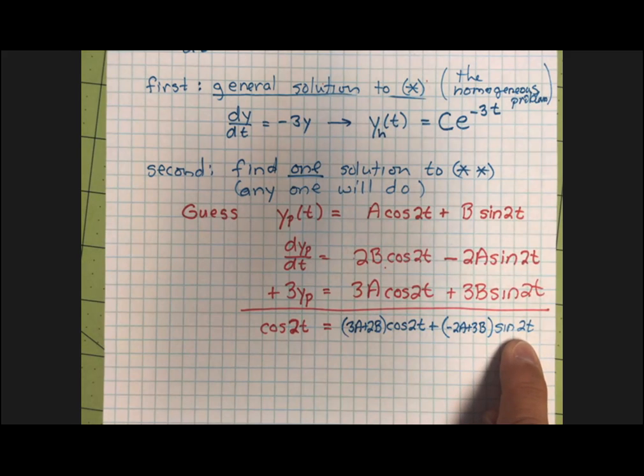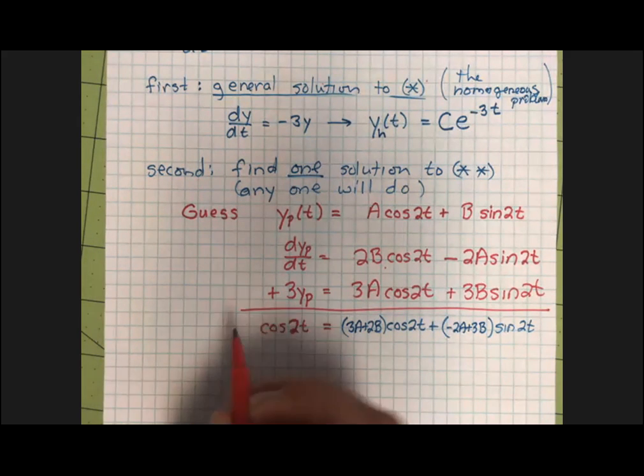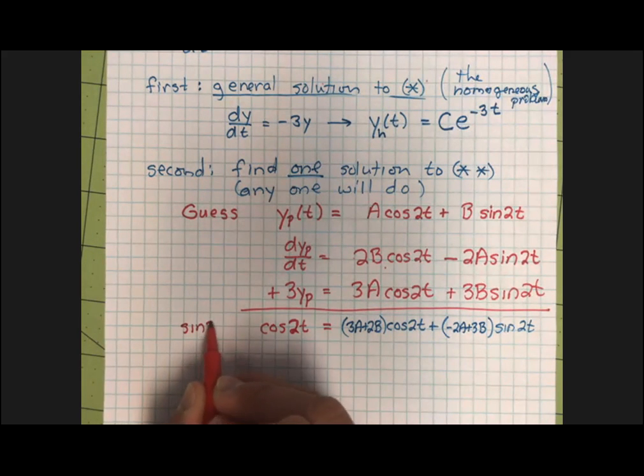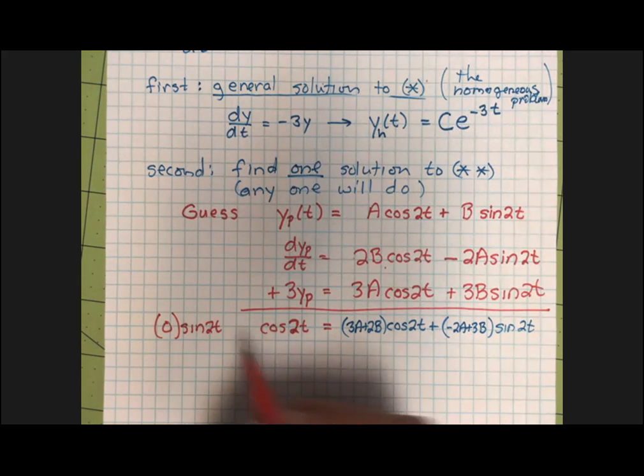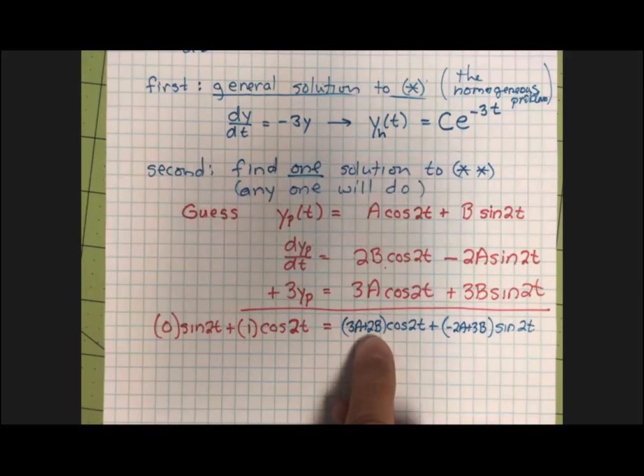Now, you're a little nervous because you got sines here, but no sines here. I say, no, I have sines over here. I just have 0 of them. How many cosines do I have on the left side? 1 of them. Now you can anticipate what I'm going to say. If these two things are truly equal, then 3a plus 2b had better be 1.